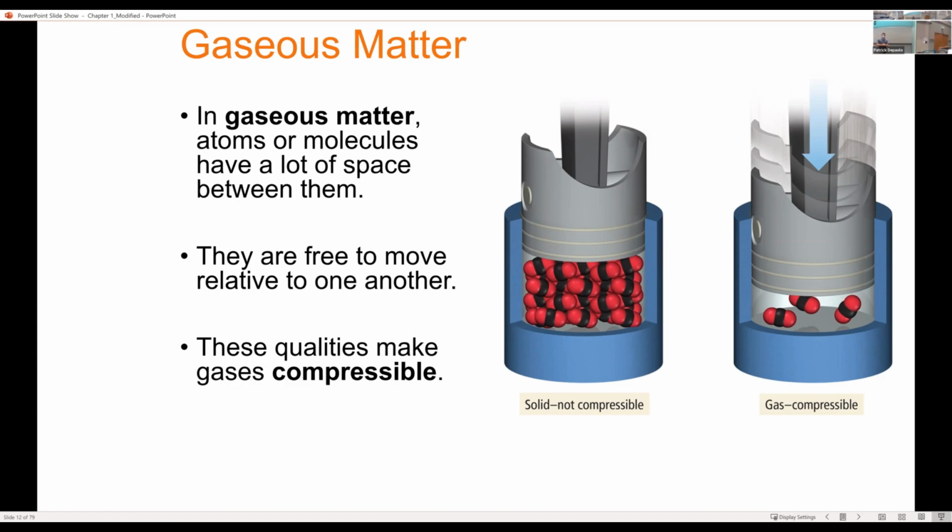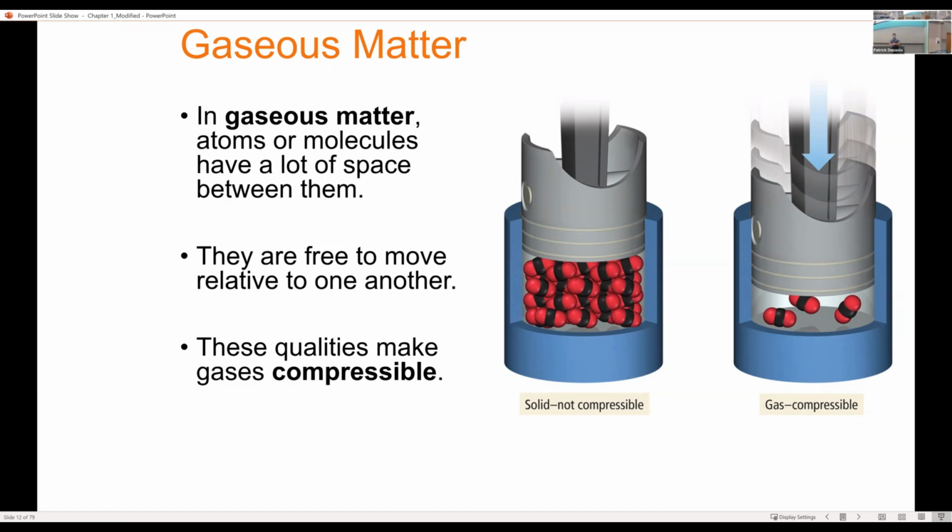So gases, they have this really unique property of being compressible, which means when we talk about gases in a later chapter, we're going to be introducing this unique property of pressure. And pressure has to do with the compressibility, or really it has to do with force. The force that the gas molecules are putting on the container that they're in.